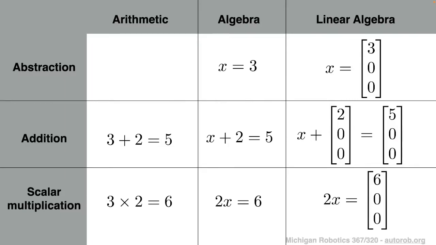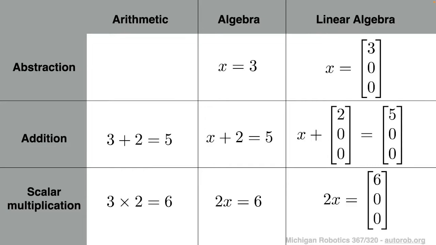So these two operations are defined on the left column. So we have addition and scalar multiplication, and then across the row, what we're illustrating is how basic arithmetic differs from algebra, which then differs from linear algebra. So if we start with the case of just the abstraction itself, in this first row, arithmetic provides no abstraction, where arithmetic just defines operating on known numbers, whereas algebra allows us to abstract unknown quantities.